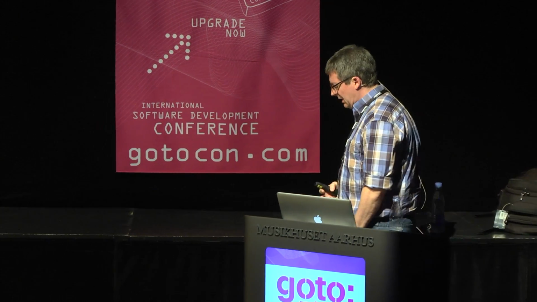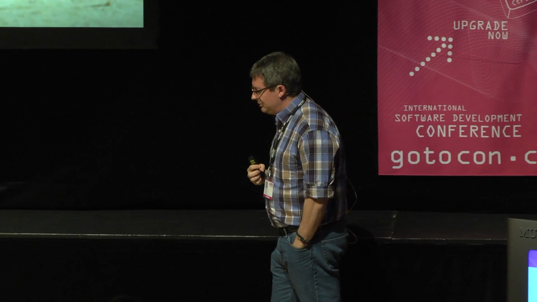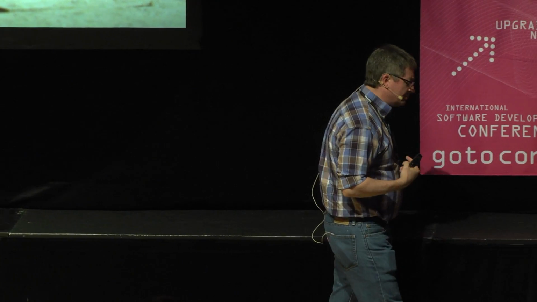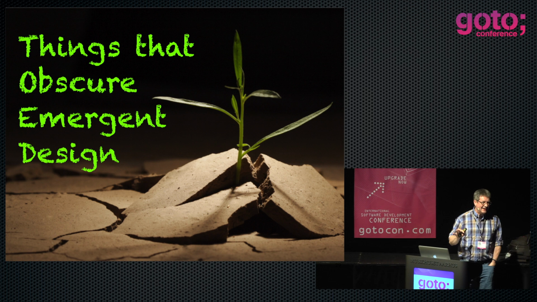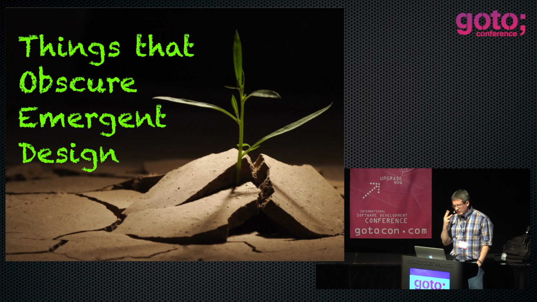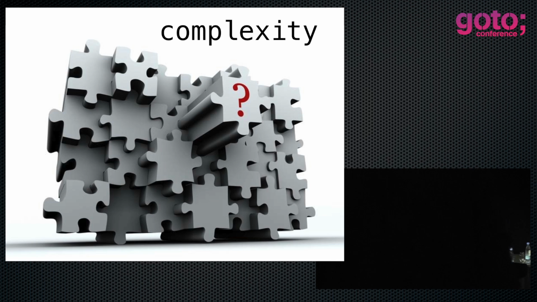So, I'm going to talk about some things that make it so you can find design elements, but first I'm going to spend a couple of minutes on what is unfortunately much more common in our world, which are things that make finding design elements in code hard. I'll talk about three things, and the first of these is the nature of complexity in software.